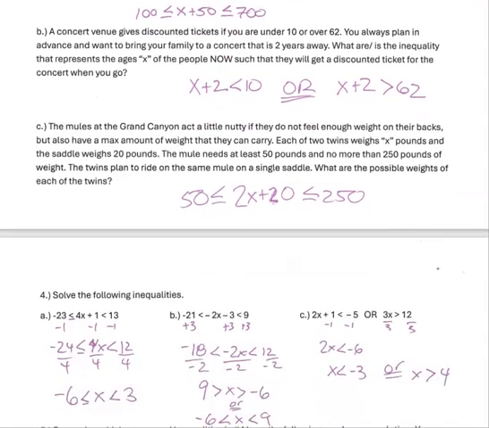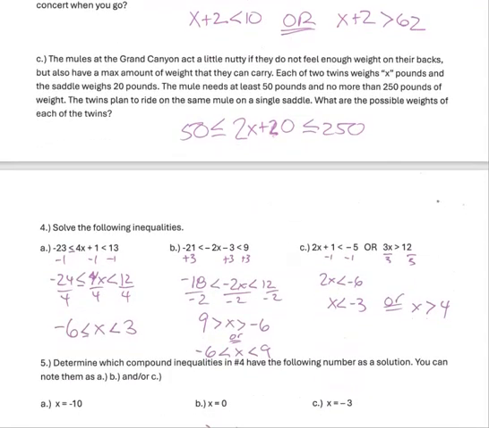The next one is talking about mules at the Grand Canyon. It says the mules can get a little nutty if they can't feel weight on their back. So they need to have at least 50 pounds worth of weight, but they can't have any more than 250 pounds of weight. There's a saddle on there that's 20 pounds already. And then you have 2 twins that weigh exactly the same amount, and they are x pounds each. So if we represent how much is going to be on the mules, it's going to be 2 times the weight of each twin plus the 20 pounds for the saddle. That needs to be greater than or equal to the 50. Notice the mouth is opening towards the 2x plus 20, but it also has to be less than or equal to 250. So that would be the inequality.